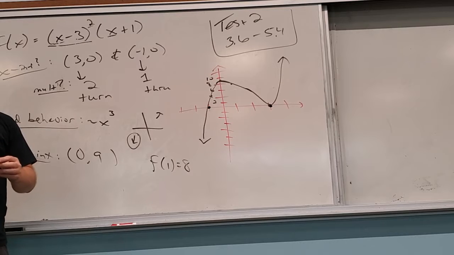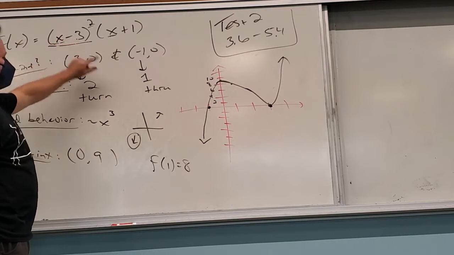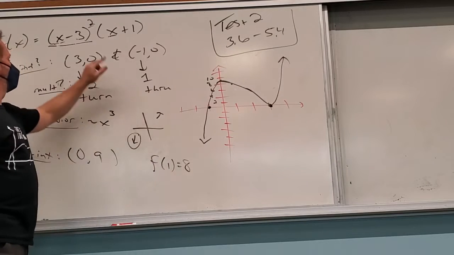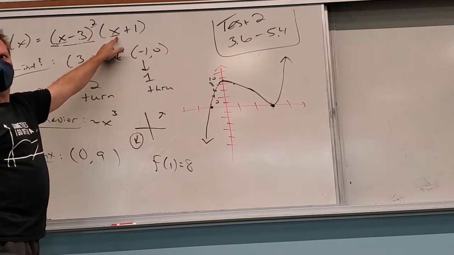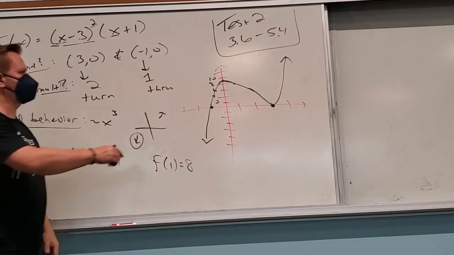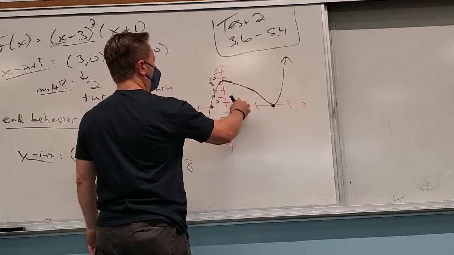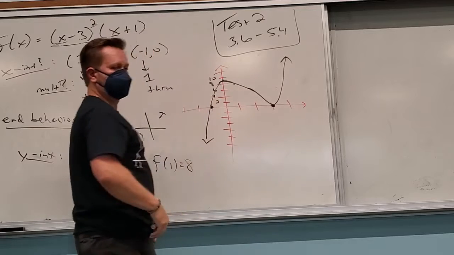Yes? How'd you get 8? 1 minus 3 is negative 2. I plugged a 1 in, right? 1 minus 3 is negative 2, squared is 4. 1 plus 1 is 2. 4 times 2 is 8. Oh, okay. So I just plugged a 1 in. And you could have plugged a 2 in, you could have plugged in whatever. I just needed another point in here to see where it went.